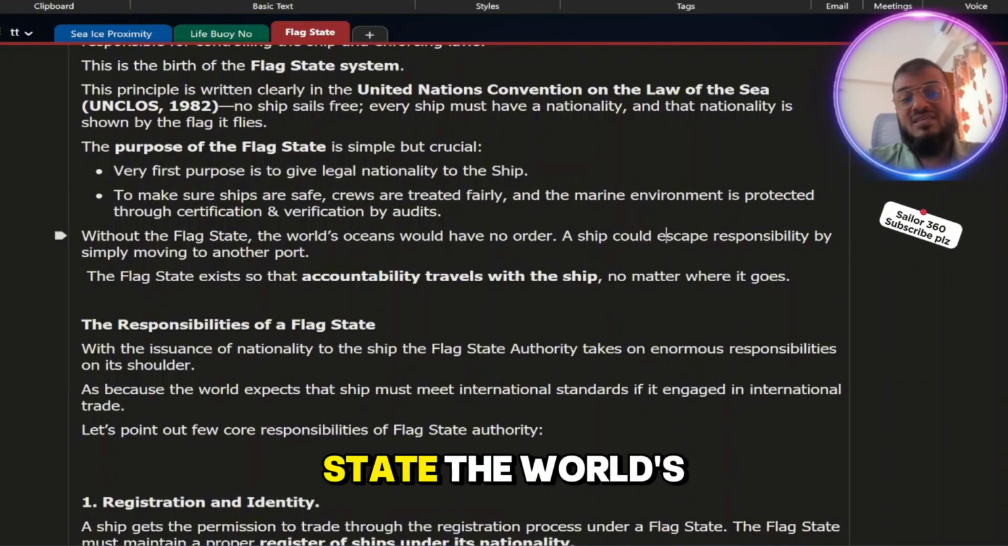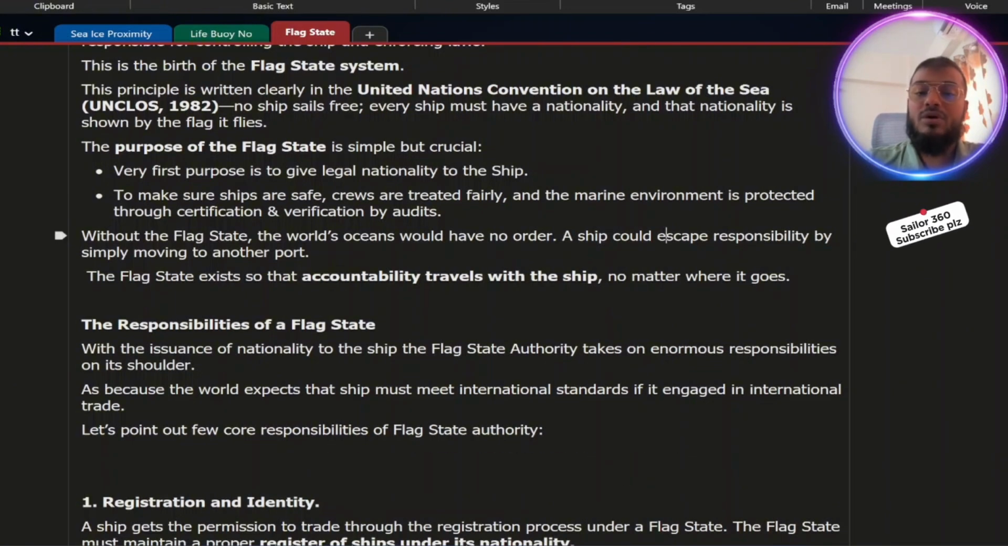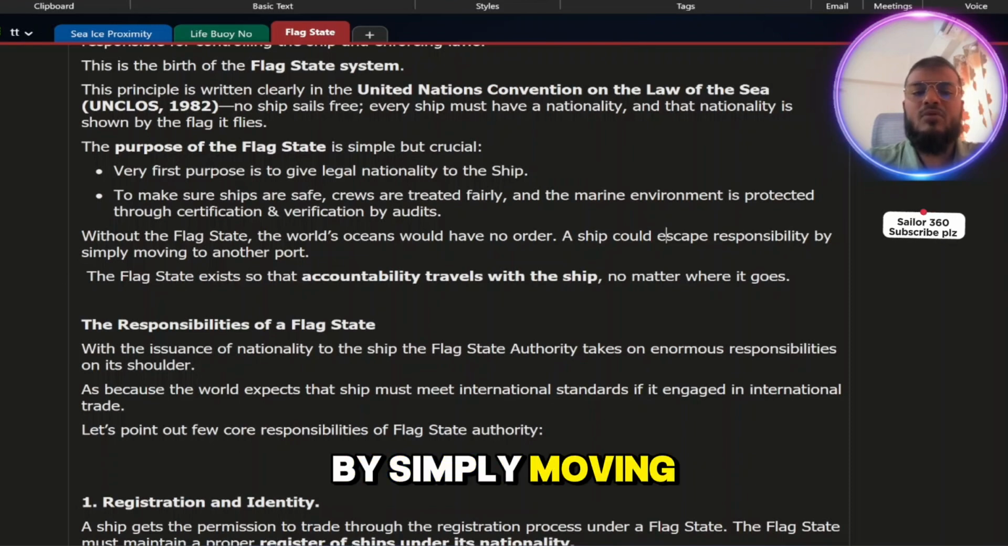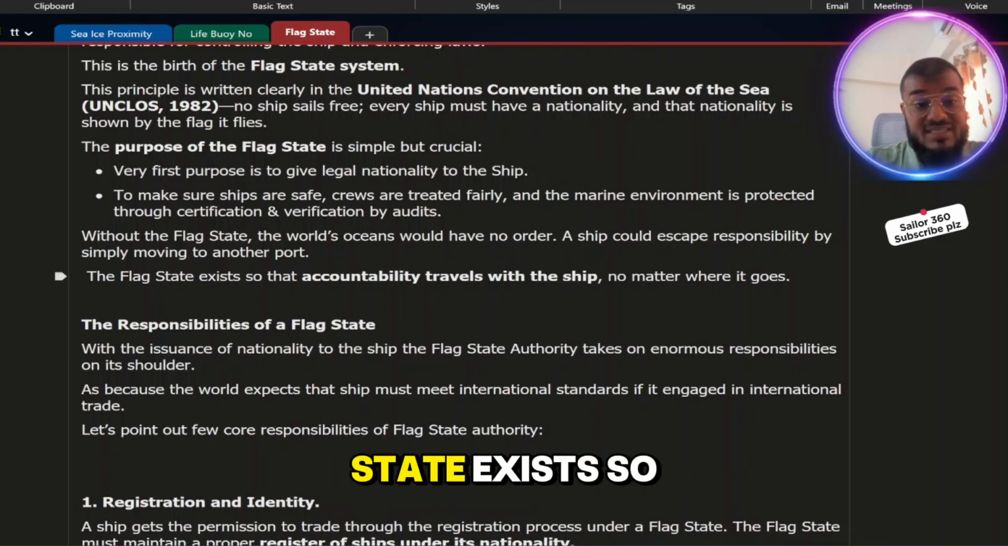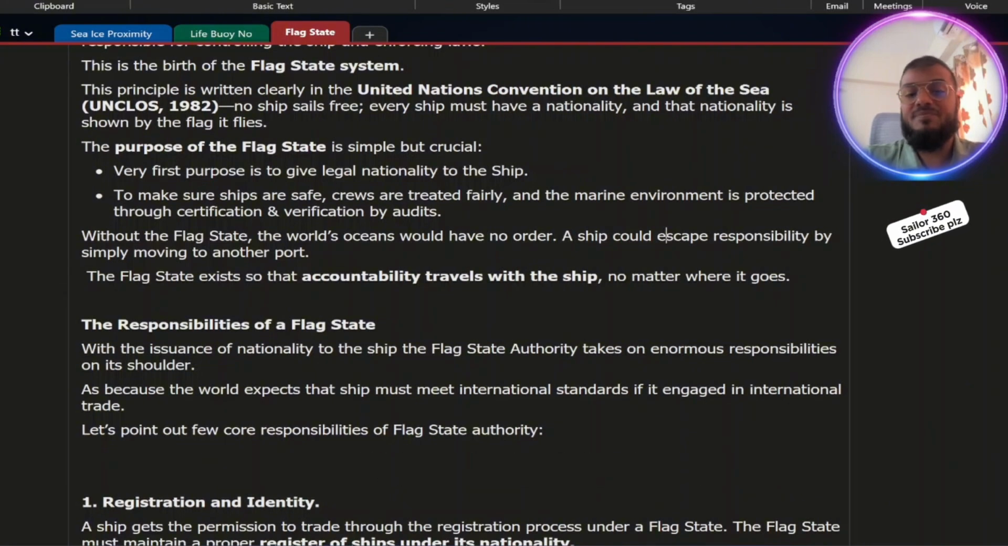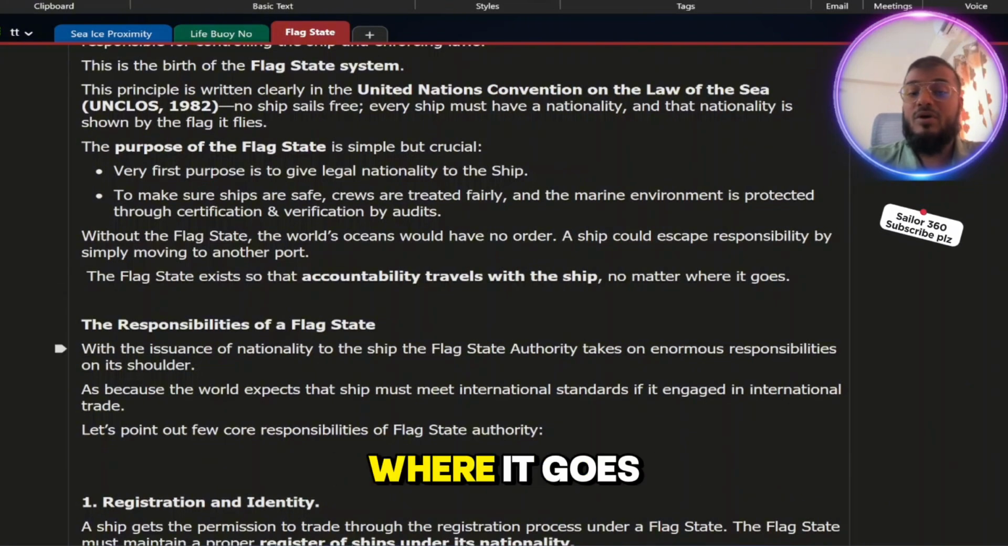Without the flag state, the world's oceans would have no order. A ship could escape responsibility by simply moving to another port. The flag state exists so that accountability travels with the ship, no matter where it is or where it goes.